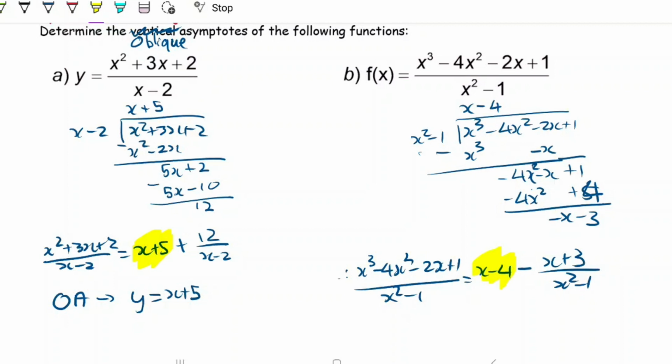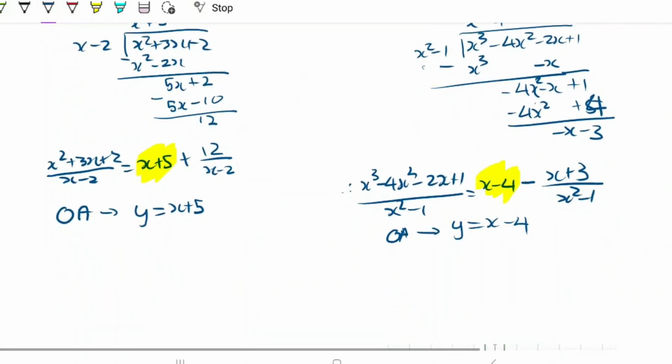And one thing that I needed us to realize is that the degree here was 3 and 1 on top. So we know that an oblique asymptote will exist. The degree is 3, there's 2, so the oblique asymptote will exist. And therefore, we say that the oblique asymptote here is given by the equation y equals x minus 4. I hope this has created some understanding of how we find the oblique asymptotes.